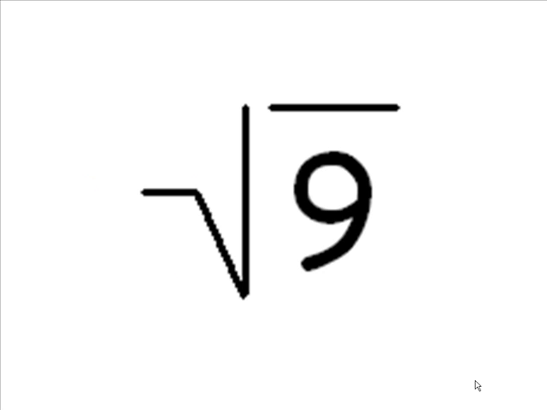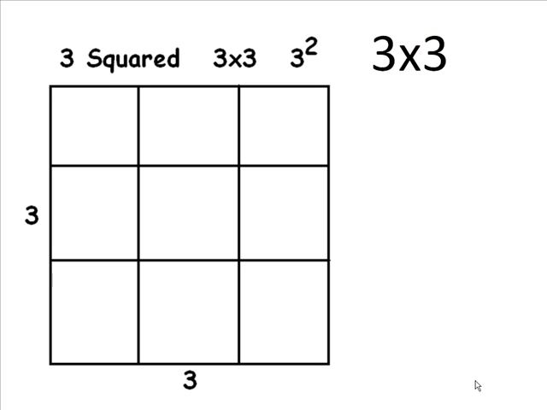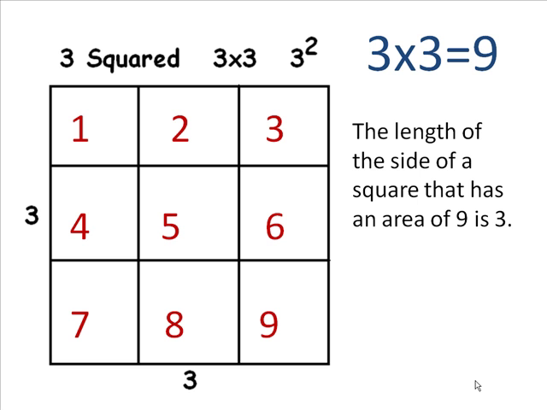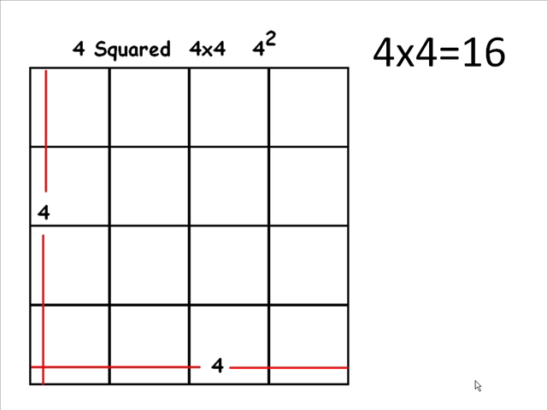But what is the square root of 9? Let's visualize it. 3 squared, or 3 times 3, equals 9 squares. The length of the side of a square that has an area of 9 is 3. The square root of 9 is 3, because the length of the side of the larger square is 3. Square root 9 equals 3.